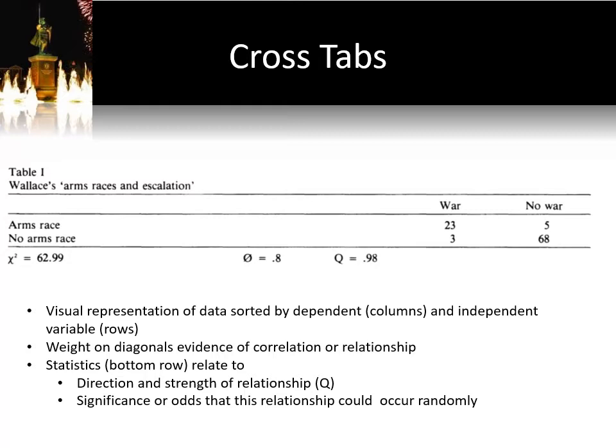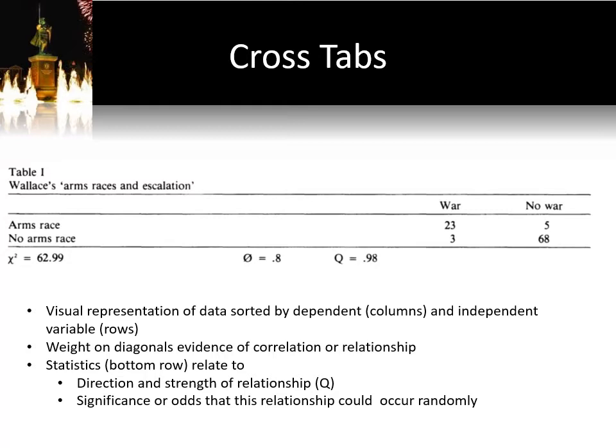And what you do is you sort them, and in the columns you sort on the dependent variable, war or no war, and in the rows you sort by the independent variable, arms race, no arms race. I say it's a visual representation of data sorted by dependent and independent variables. So the key thing about it is, because it's visual, you can eyeball it, right? We can look at this and get a sense of what's going on without having to actually do any math.